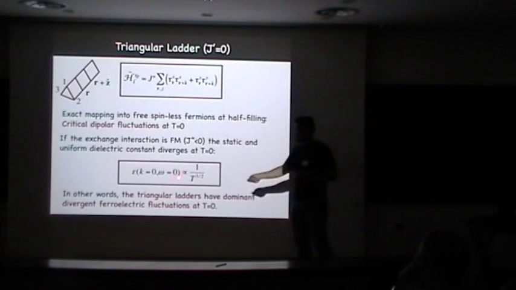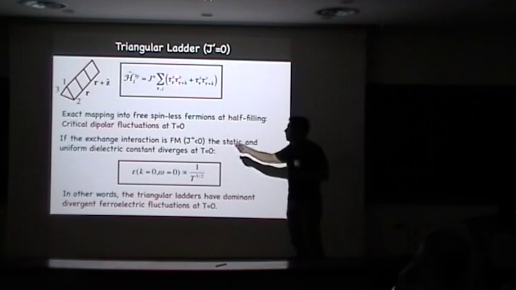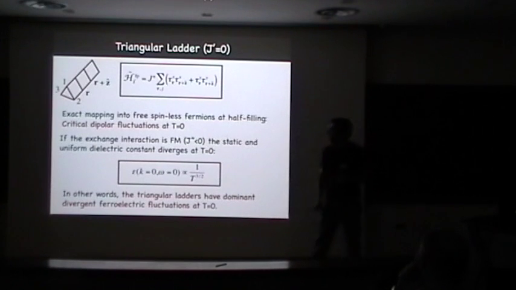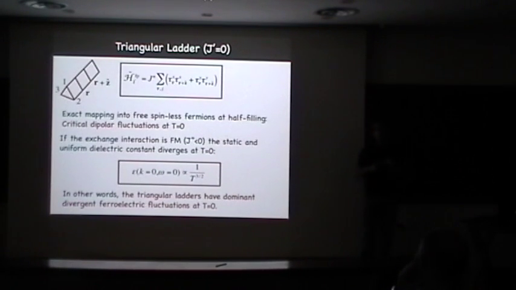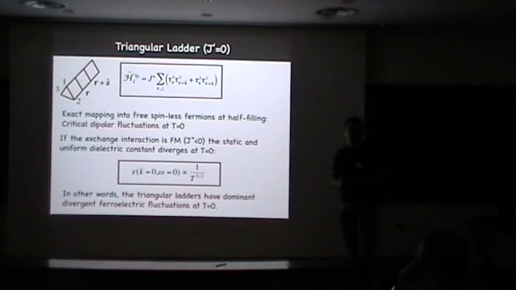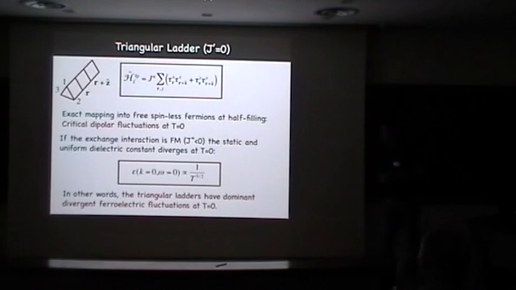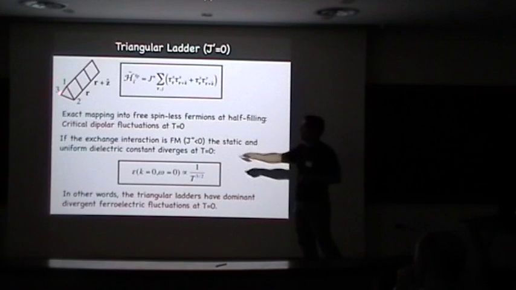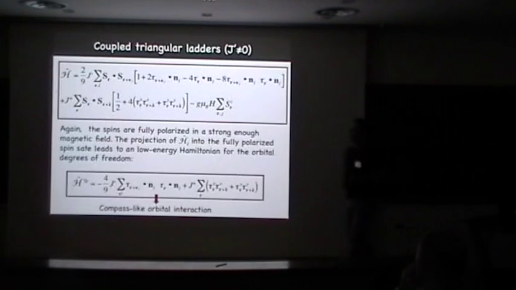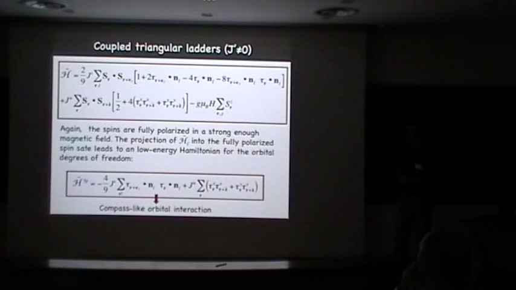Okay, so essentially what you get from this very simple limit is that your dielectric constant, which is associated with the Fourier transform of the 2-point correlator of the tau x, or tau y, because these are essentially the x and y components of the polarization, diverges as 1/T to the 3/2, right, when the temperature goes to 0. So we have critical ferroelectric fluctuations, and now the next question is what happens when we couple these chains or these triangular ladders, when we make J double prime different from 0.